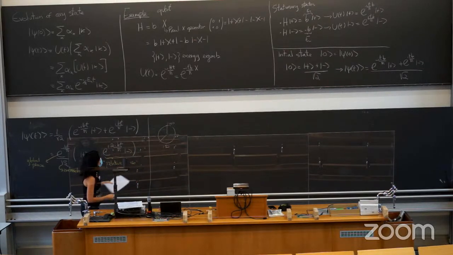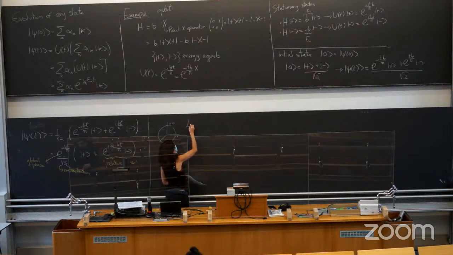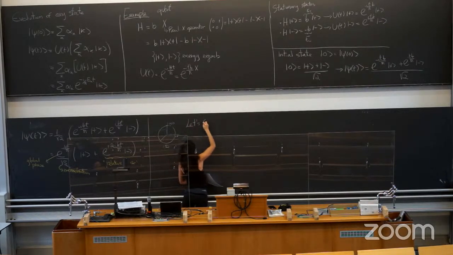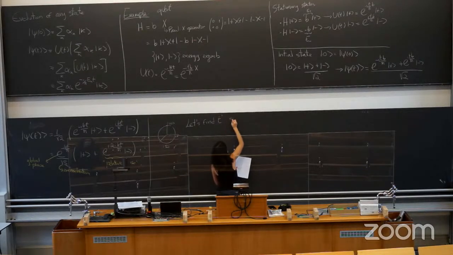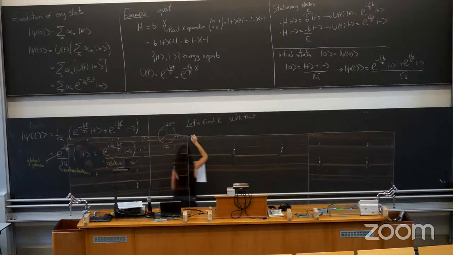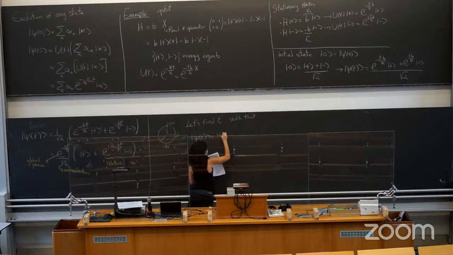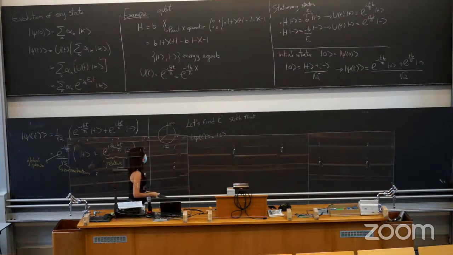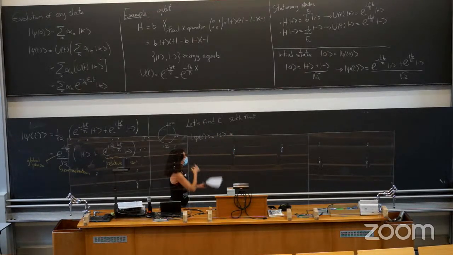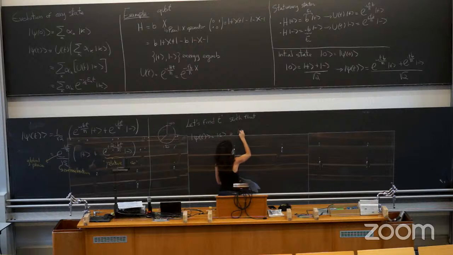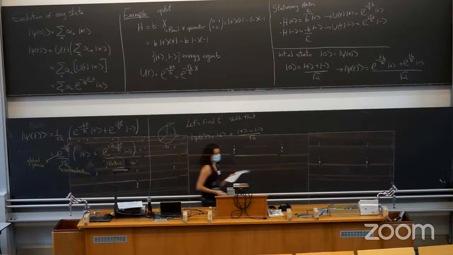Let's find this. So we find some time t' such that ψ(t') is going to be one. So what is one? If you expand one, to get anywhere, you always need to expand in the energy eigenbasis. And in the x basis, one can be expressed like this.